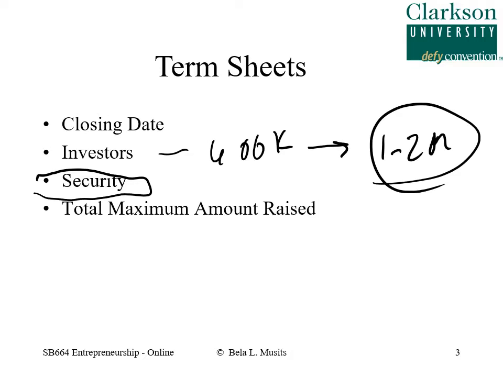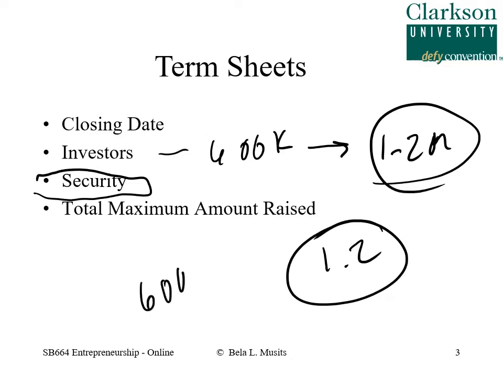The total maximum amount is $1.2 million, like we said above. So it's going to range from a minimum of $600,000 to a maximum of $1.2 million. So that's pretty straightforward.